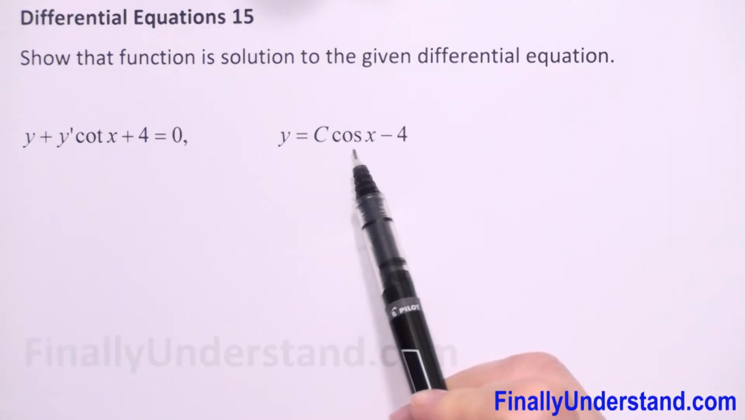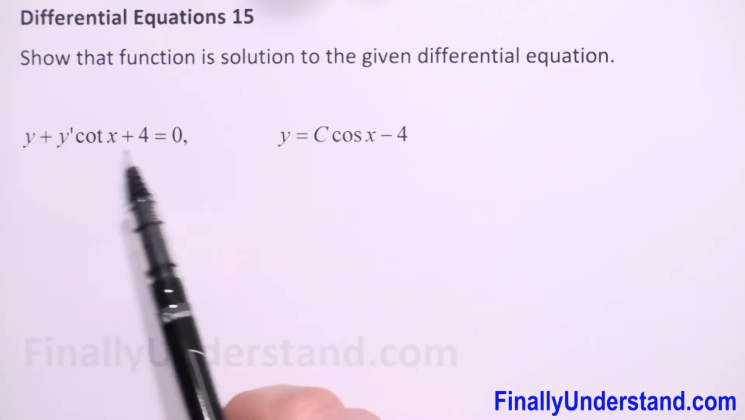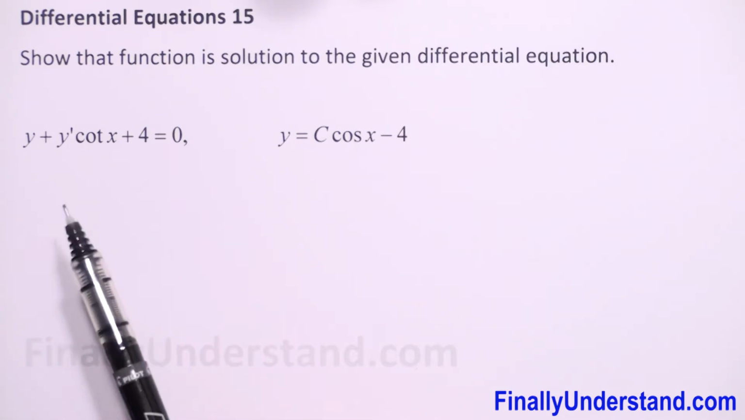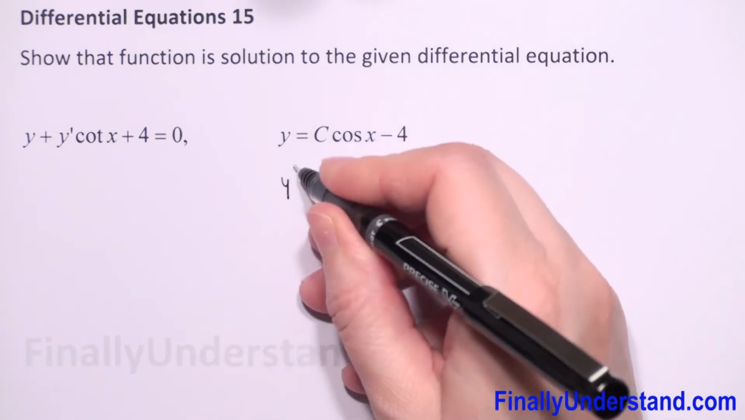We have to show that our function y equals c cosine x minus 4 is a solution to our differential equation. In our equation we have y and y prime. It means now, when we have y, we have to calculate y prime.